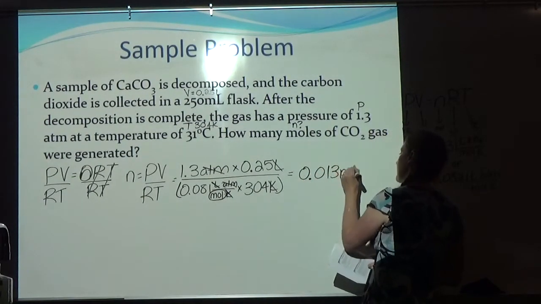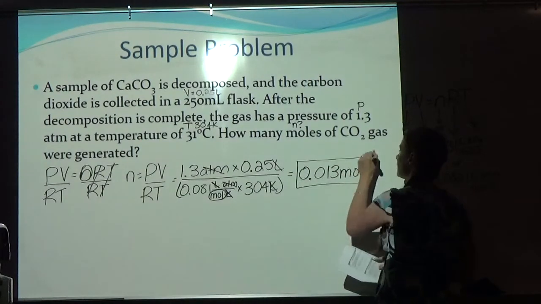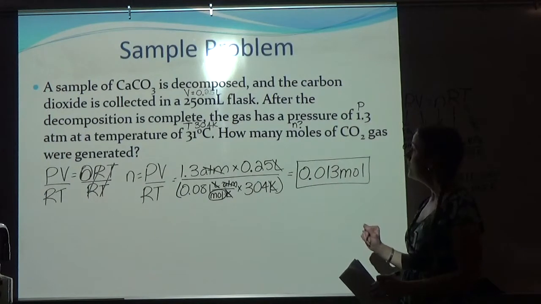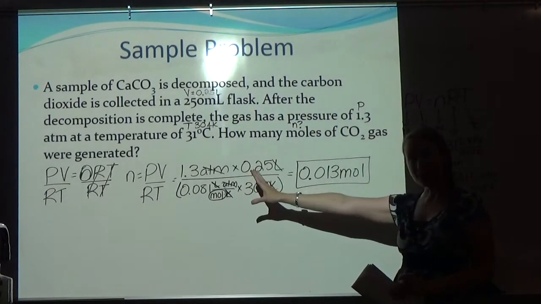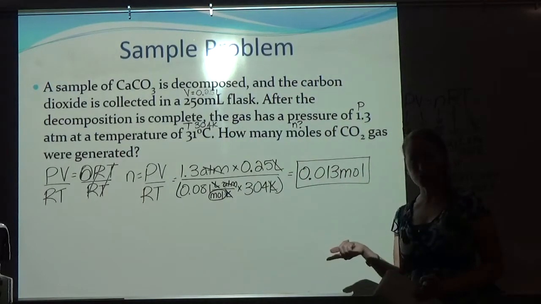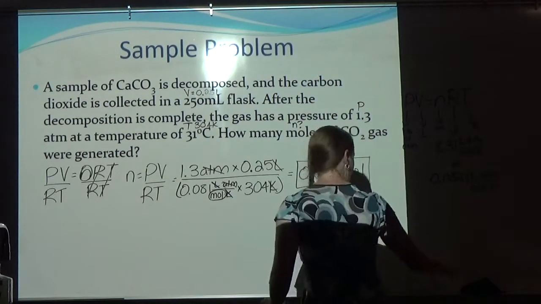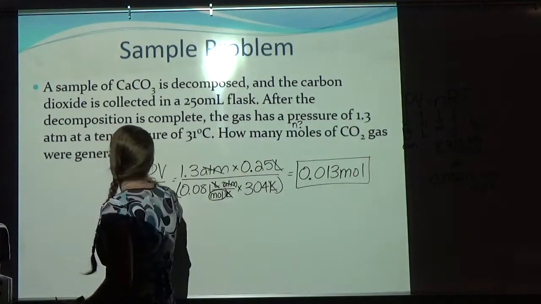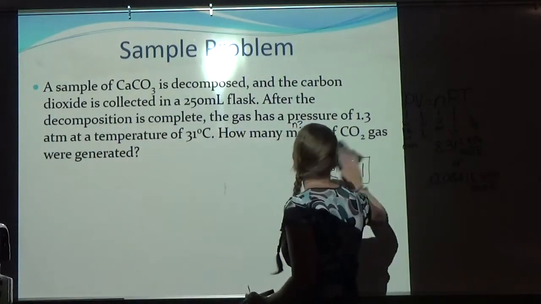0.013 moles. Now, a common question is to ask for grams instead of moles. They'll say how many grams of CO2. So what you do is you'll still solve for N to get moles, and then you can use molar mass to change it to grams. Okay, so sometimes you'll have to do that. So just be aware that that happens a lot, because a lot of times we want to know how many grams, not necessarily how many moles.